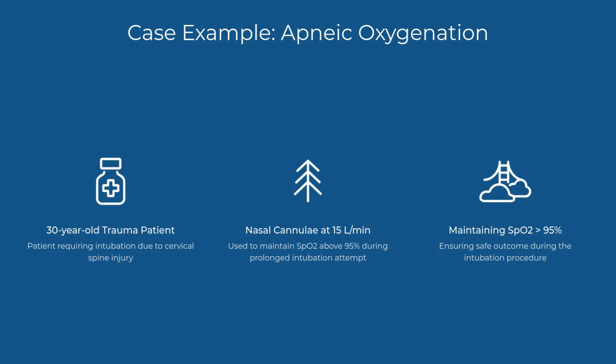Here is a case highlighting use of apneic oxygenation. In the ER, a 30-year-old trauma patient with a cervical spine injury requires intubation. Nasal cannula at 15 liters per minute is used with a face mask, keeping SpO2 above 95% for 4 minutes during a prolonged attempt, ensuring a safe outcome. This emergency case highlights a practical method in action. Let's dive into the various ways apneic oxygenation can be delivered.